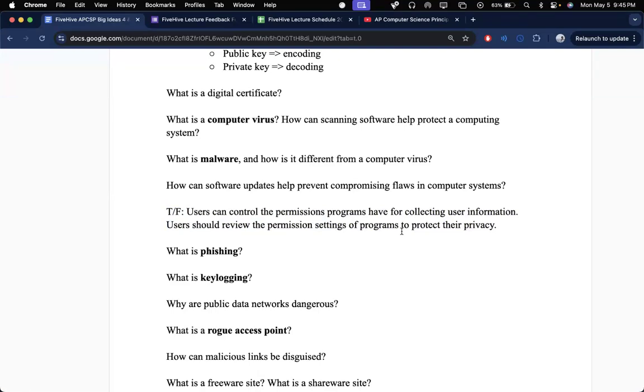Yeah, don't worry. So the question is, users can control the permissions programs have for collecting user information, right? The idea is that all programs should allow you to control what permissions you give it. So the simple answer is yes, this is true. Don't overthink it. If you have an app, for example a smartphone app that is collecting your location, say on Snapchat, your Snap Map, you can provide that information for a better experience, like Nadine is saying, but you don't have to if you're concerned about your privacy. So that's all this is saying, right?